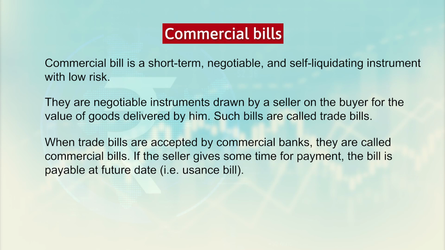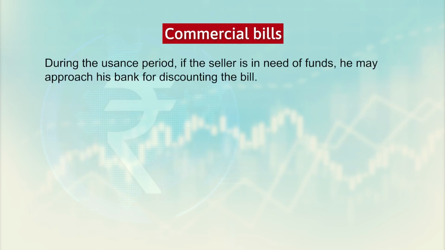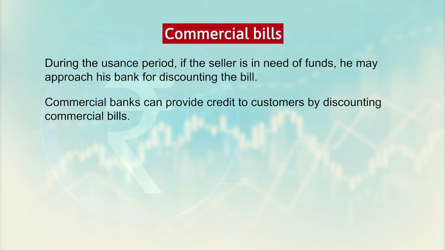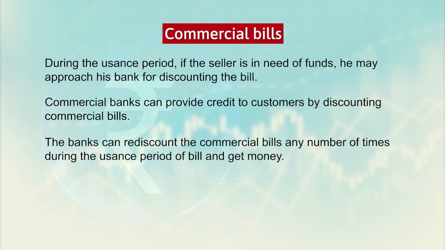If the seller gives some time for payment, the bill will be payable at a future date, counted from the date of issuance of the bill. Generally, the maturity period is up to 90 days. During the issuance period, if the seller is in need of funds, he may approach his bank for discounting his bill. The commercial banks can provide credit to customers by discounting the commercial bills brought to them. And the banks can rediscount the commercial bills any number of times during the issuance period of the bill and get money.